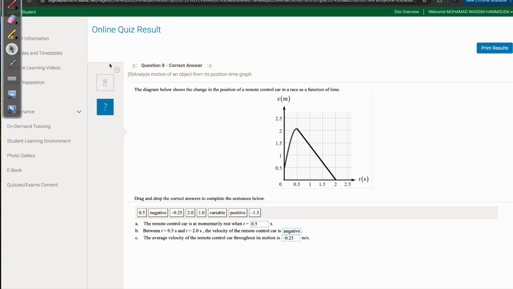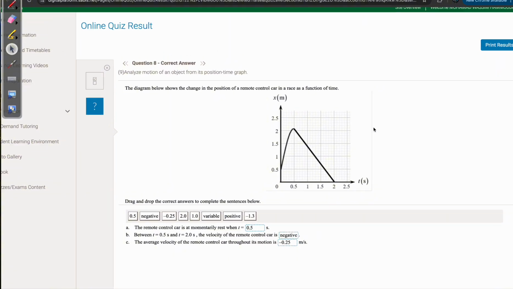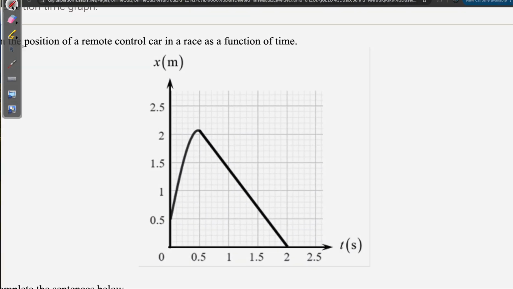Between 0.5 seconds and 2 seconds, the velocity of the remote control car is negative. How do we know this? From 0.5 to 2, we can tell that it's negative because the line is downward sloping, like this, for example.